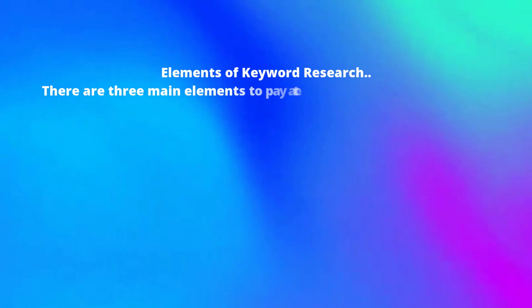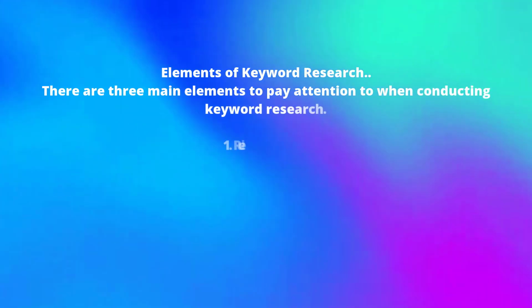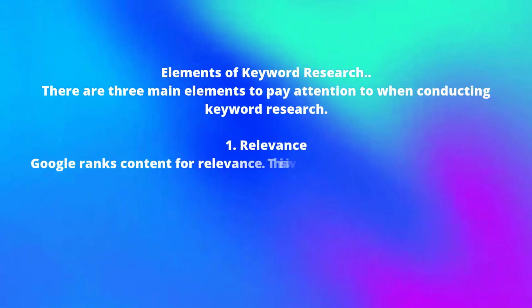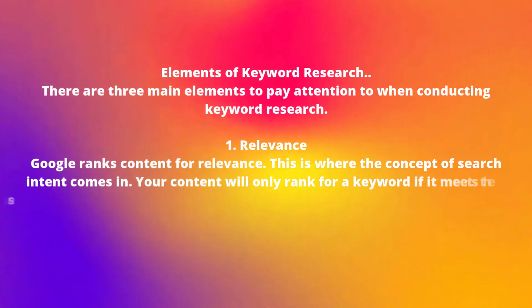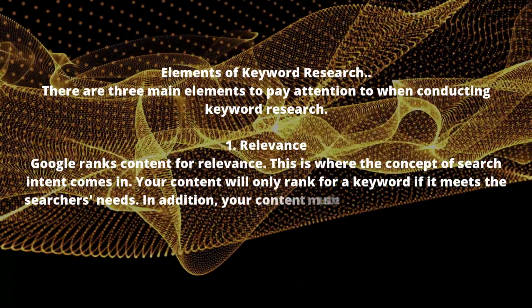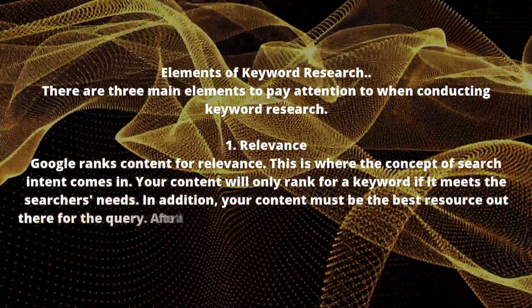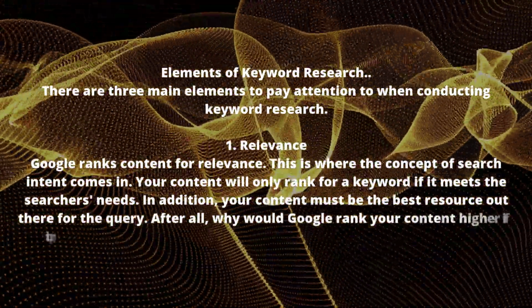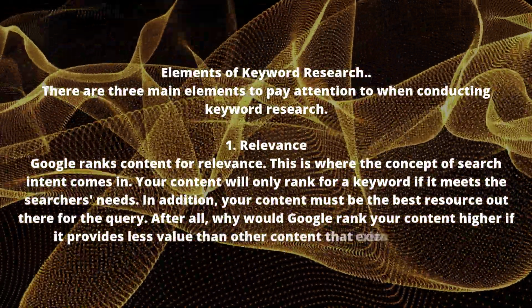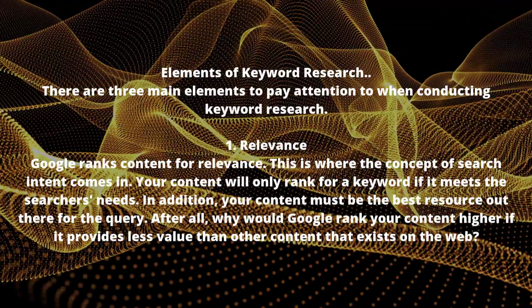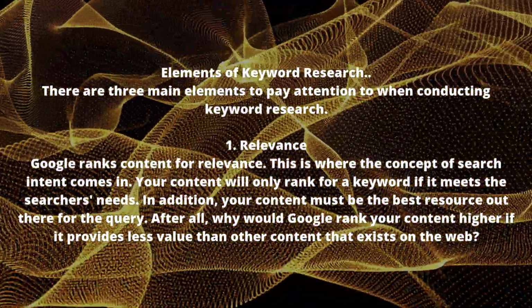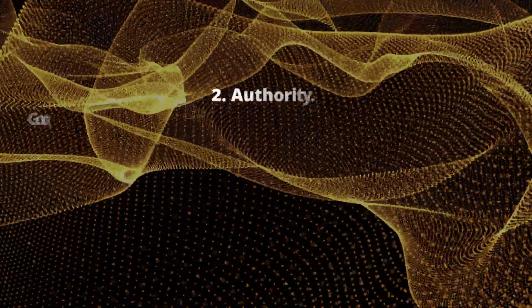Let me tell you about the elements of keyword research. There are three main elements to pay attention to when conducting keyword research. Number one is relevance. Google ranks content for relevance. This is where the concept of search intent comes in. Your content will only rank for a keyword if it meets the searcher's needs. In addition, your content must be the best resource out there for the query. After all, why would Google rank your content higher if it provides less value than other content that exists on the web?